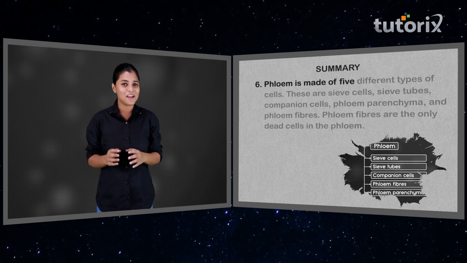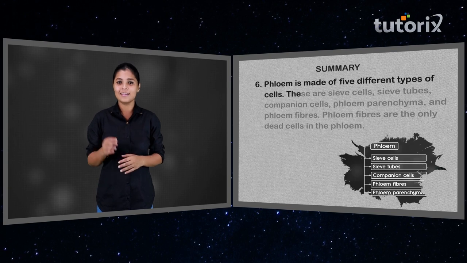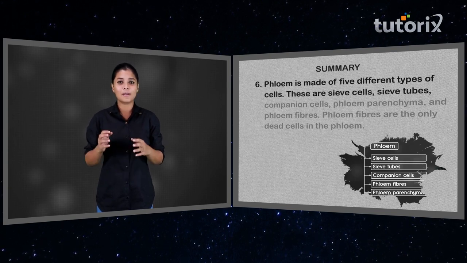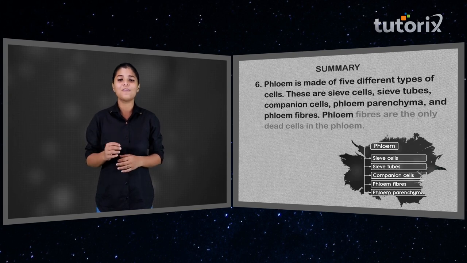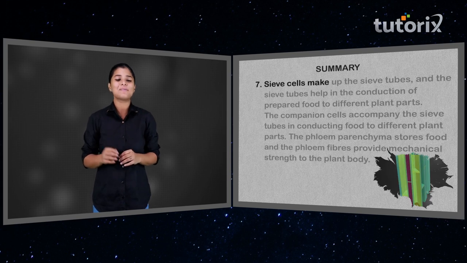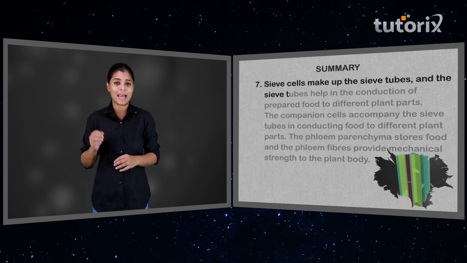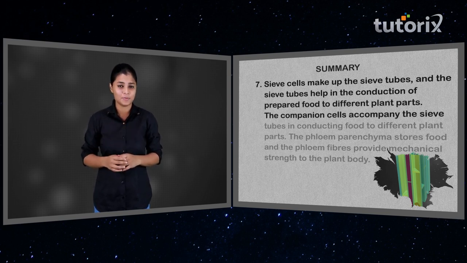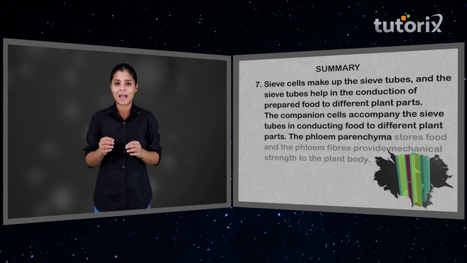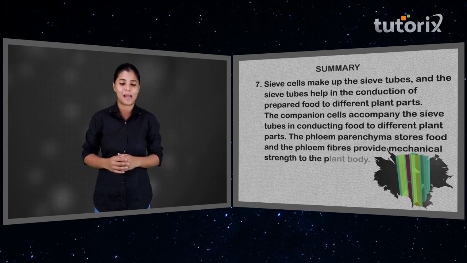Phloem is made of five different types of cells. These are sieve cells, sieve tubes, companion cells, phloem parenchyma, and phloem fibers. Phloem fibers are the only dead cells in the phloem. Sieve cells make up the sieve tubes, and the sieve tubes help in the conduction of prepared food to different plant parts. The companion cells accompany the sieve tubes in conducting food to different plant parts. The phloem parenchyma stores food, and the phloem fibers provide mechanical strength to the plant body.